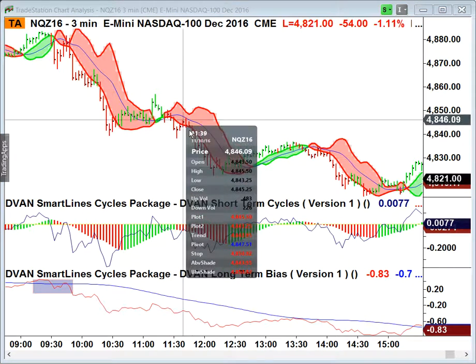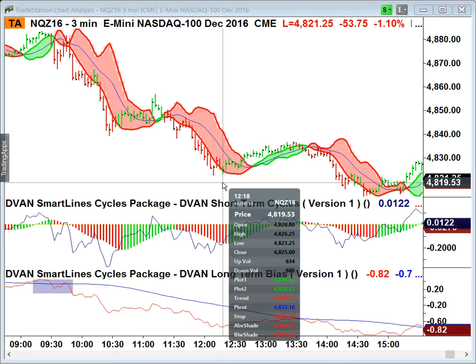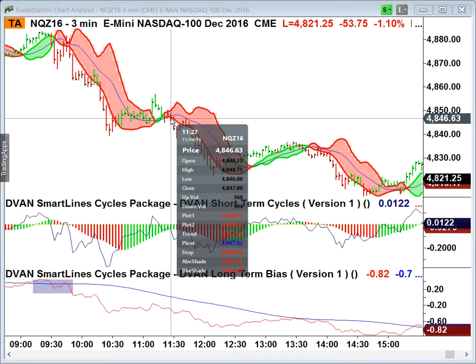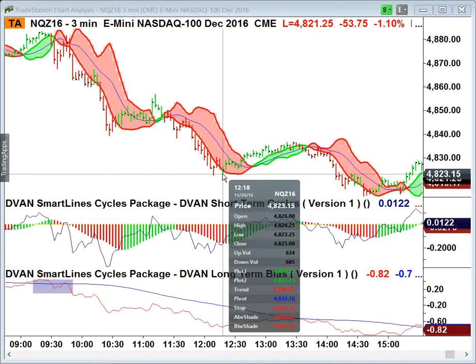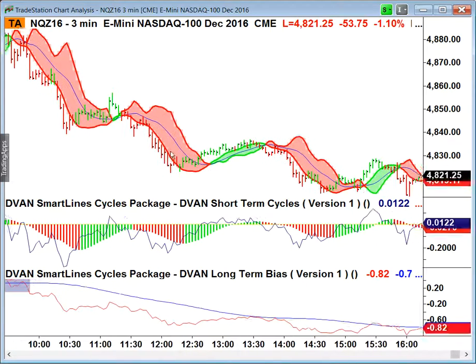So we would watch this trade again until prices start closing inside the cycle with green price bars, which happens at 12:18. We would place a stop right above that high and get stopped out the next bar at 12:21. So these are rough estimates, but that's 48.46 to about a low of 48.26. So that's another 20-point or so move that is playable to the short side based on the indicators given in the DVAN SmartLines package.